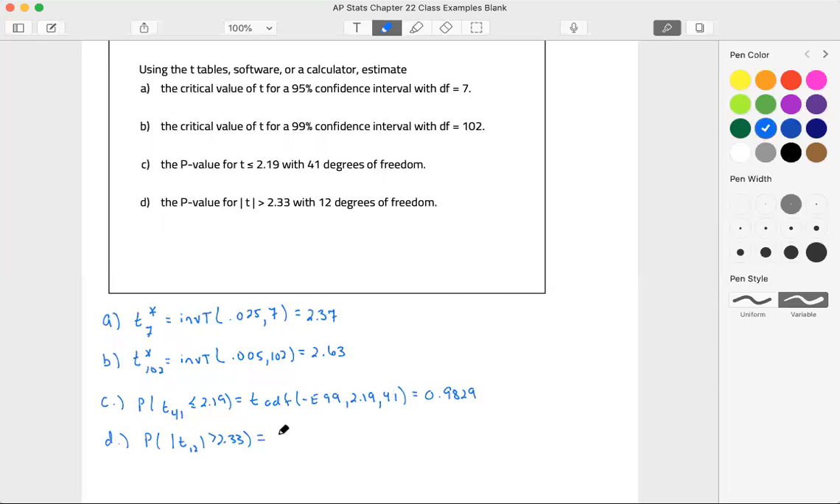And that's going to be the same. This is absolute value, so that's a two-sided test, as 2 times the p-value of one side. Okay? So on my calculator, I'm just going to hit 2 times the TCDF of 2.33, comma, E99, comma, 12. And then that is how I get the p-value of 0.0381.